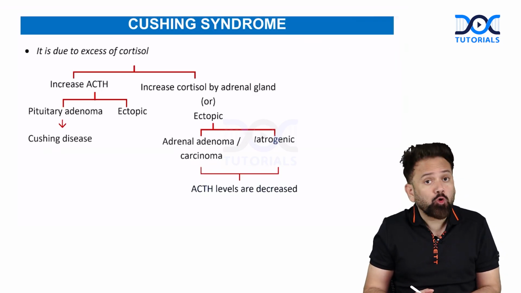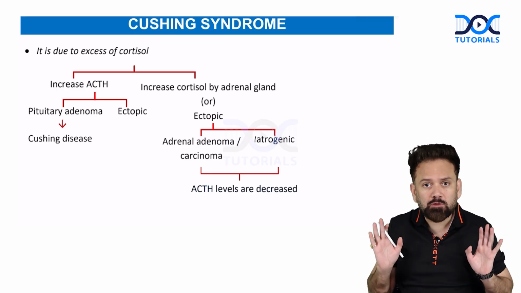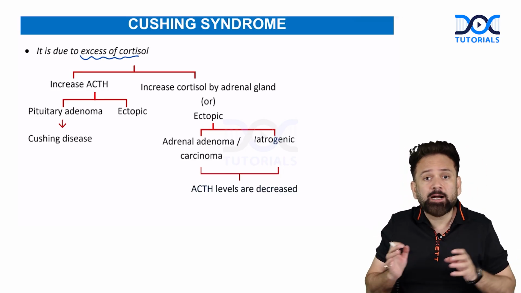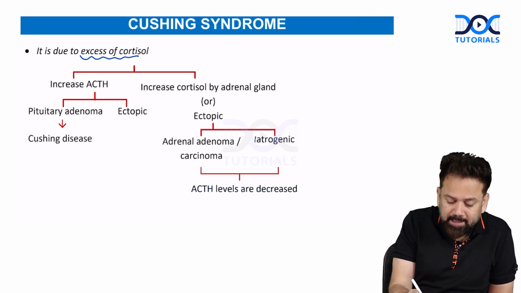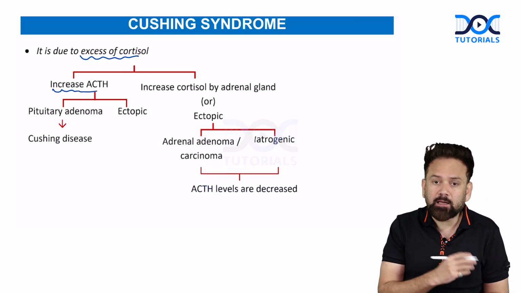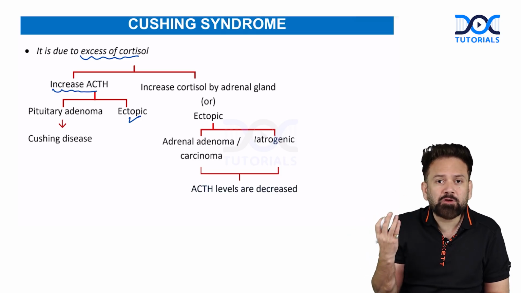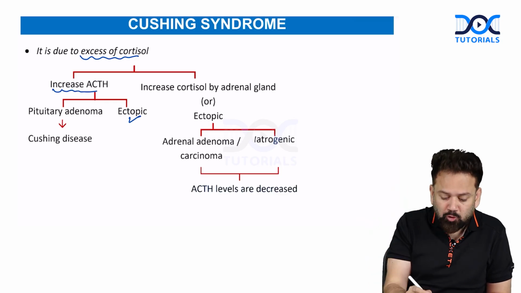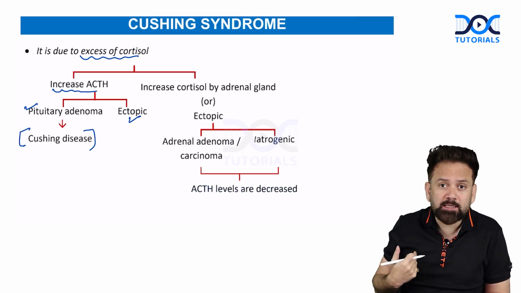Now, Cushing syndrome and Cushing disease. Cushing syndrome simply means there is excess of cortisol. It can be due to either pituitary cause or adrenal cause. If Cushing syndrome is due to increase in the ACTH, it can be ectopic. There are some cancers in the lung and various organs which are releasing ACTH, some ACTH-secreting tumor, or pituitary adenoma. So increased ACTH can be due to pituitary adenoma or due to ectopic release in some tumor.